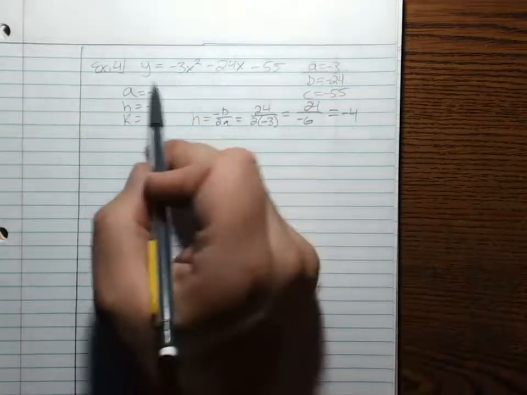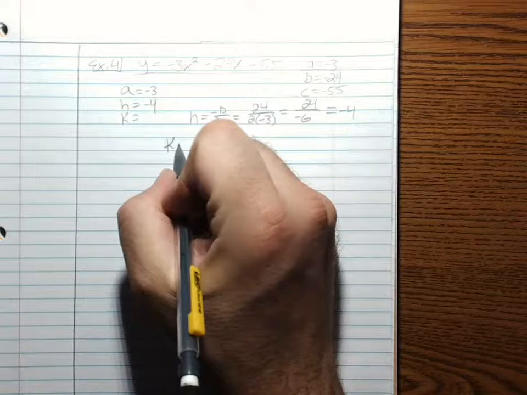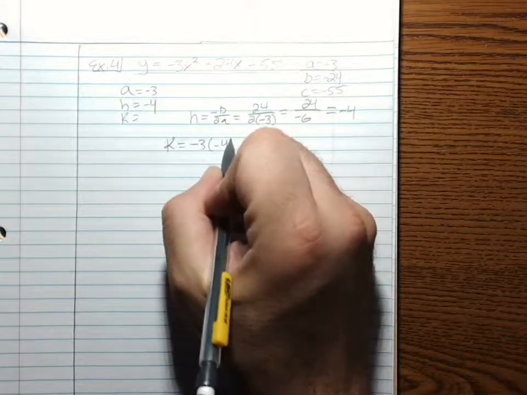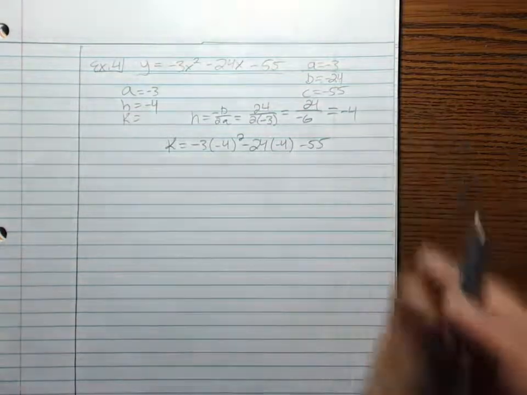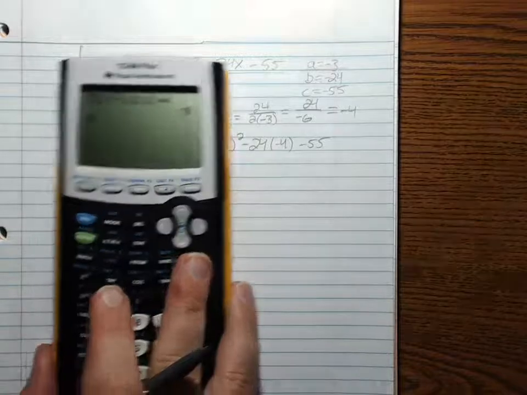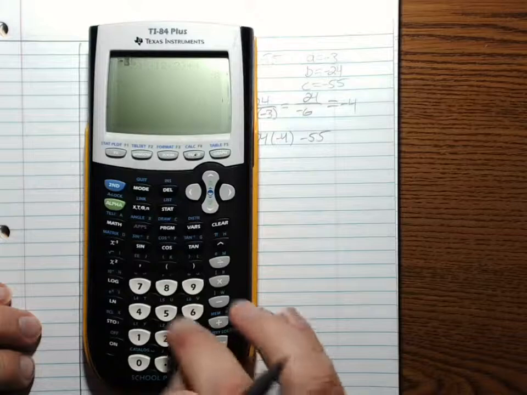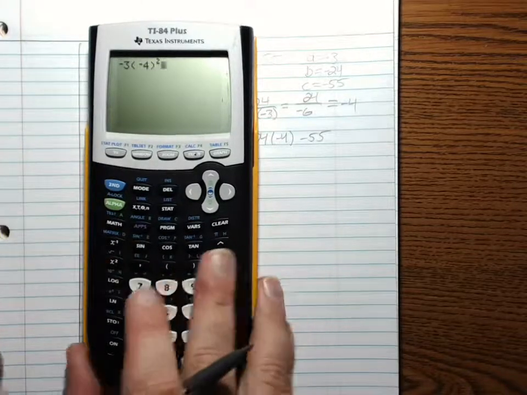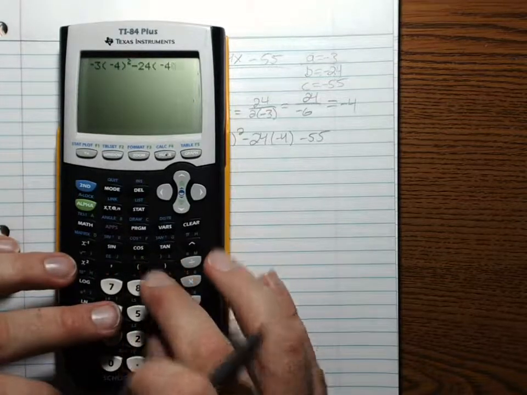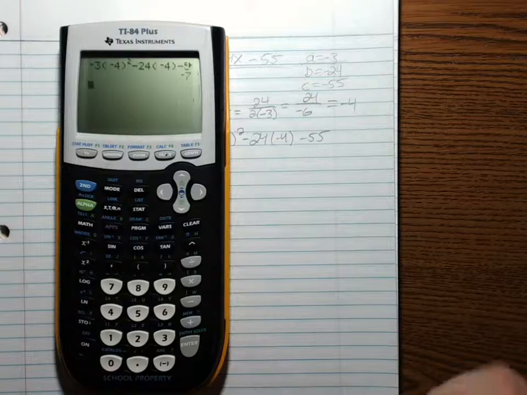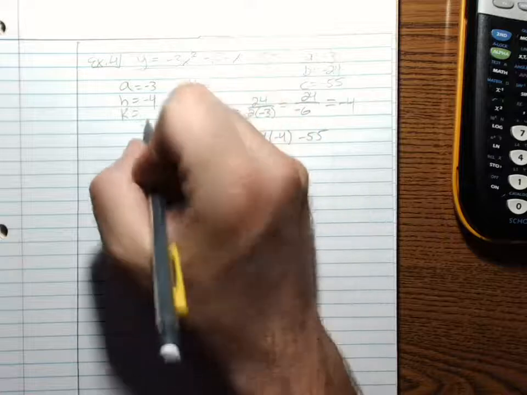And then lastly, I can plug that into the equation and get k. So k will be equal to negative 3 times negative 4 squared minus 24 times negative 4 minus 55. And again, I can just type this right in the calculator. So let me do that. Negative 3 times negative 4 squared. I like to use the parentheses for the squared. Minus 24 times negative 4 minus 55. Enter. I got negative 7. So k equals negative 7.